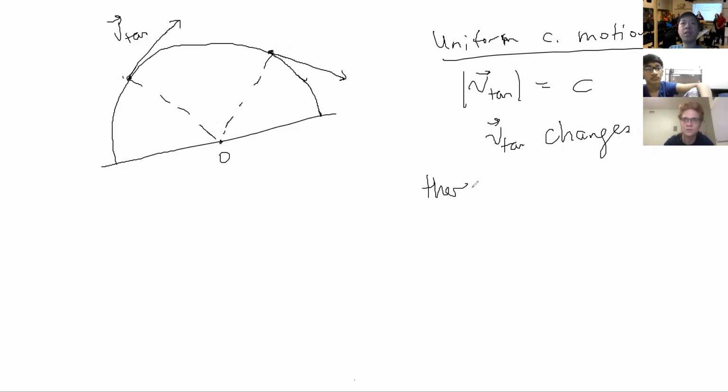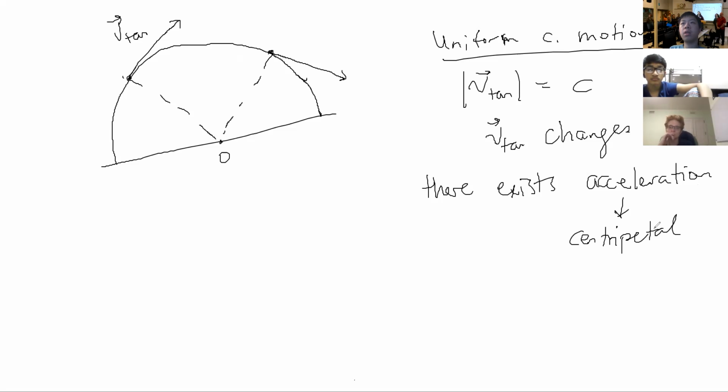There exists acceleration. And as Andrew mentioned, this acceleration is called centripetal acceleration. So does anyone want to have a guess as to which direction the centripetal acceleration points in order for the velocity to always be tangent to the circle? To the center. That's right. To the center. But then, do any of you know why?